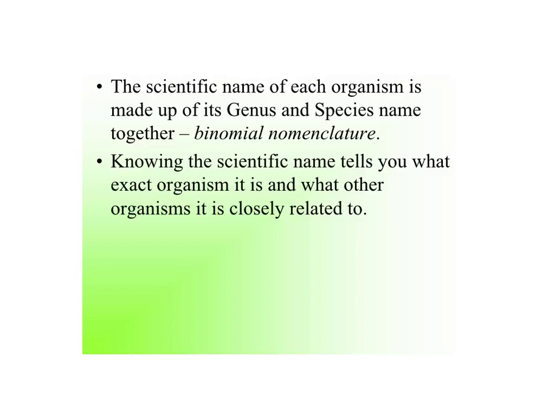Now the scientific name each organism receives is its genus and species name together. We call this binomial nomenclature. That just means two-name way of naming organisms, and Linnaeus gave us this. Knowing the scientific name, again, tells you what exact organism you're talking about and what other organisms it is most closely related to. So it's very important.